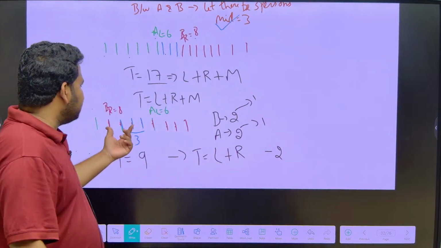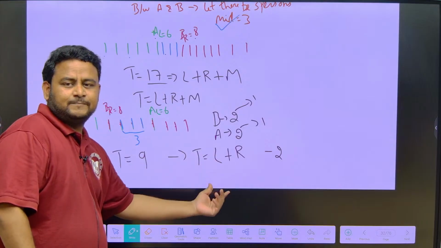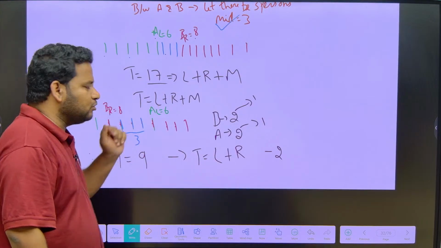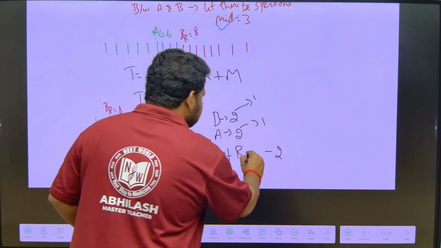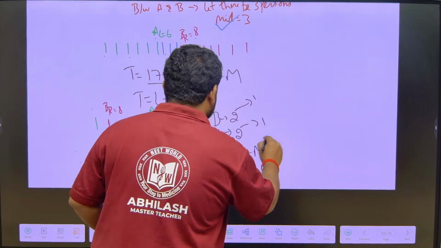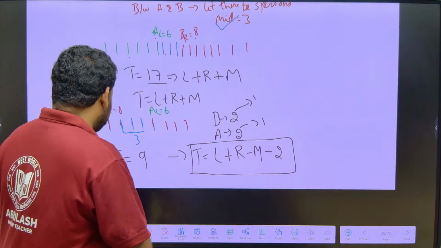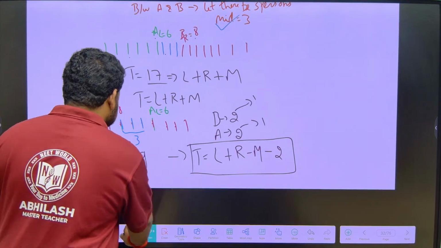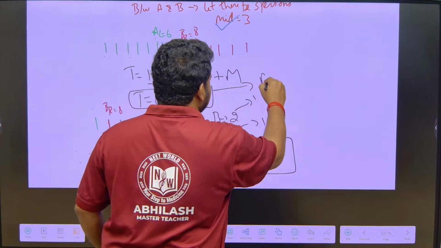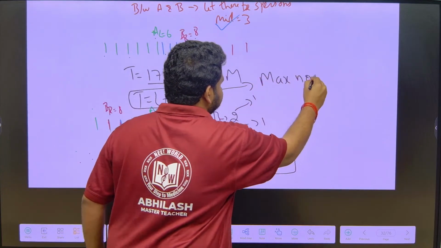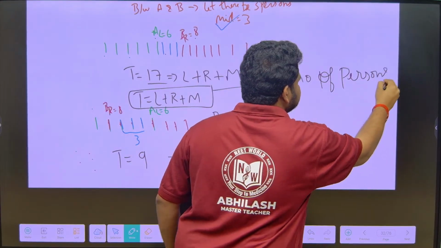And the middle value: if L plus R is counted, the middle value is included between A and B only. A separate middle value is not there. That means this middle value we have to remove. So L plus R minus M minus 2. This is the formula. So what we told here, maximum number of persons? This formula we have to use for what? This is the formula which you have to use for minimum number of persons.